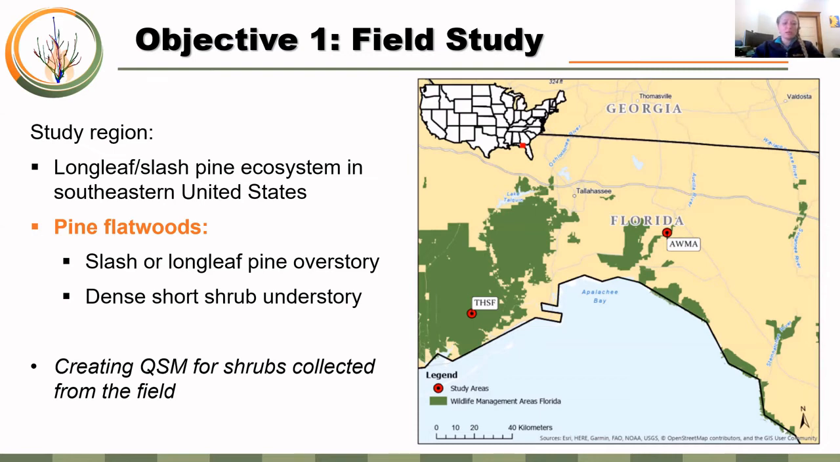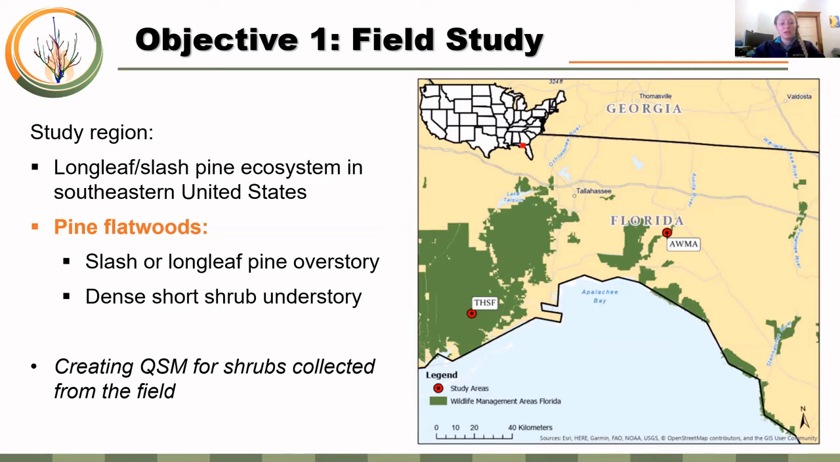So my study falls within the pine flatwoods, which are dominated by either slash or longleaf pine overstory, with this dense short shrub understory. The common understory species here are the saw palmetto, gallberry, tarflower, as well as some other flammable evergreen shrubs. The study sites include Tate's Hell State Forest, THSF, as we heard from Gina, as well as the Osceola Wildlife Management Area, OWMA, indicated here on the red points on the map.